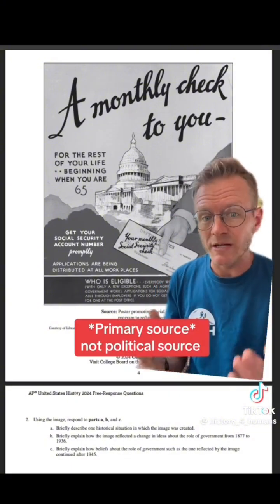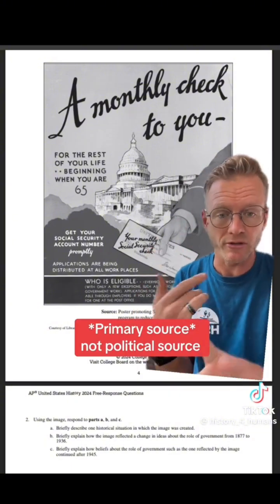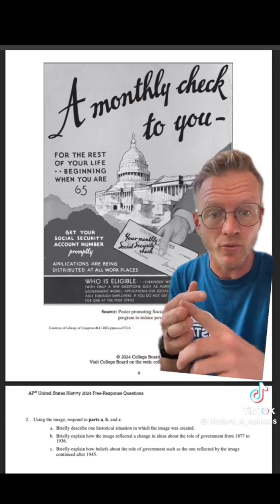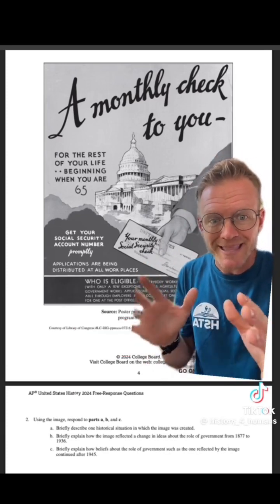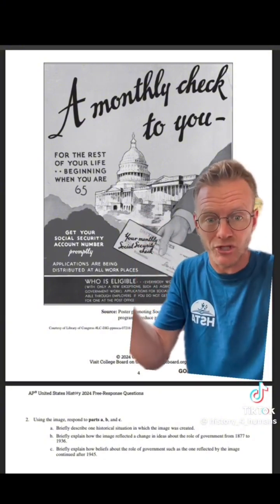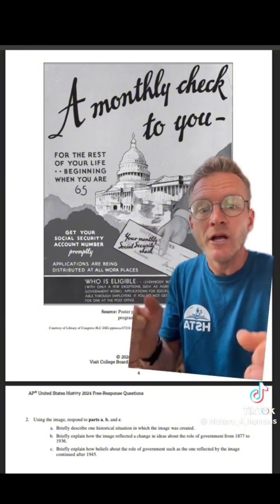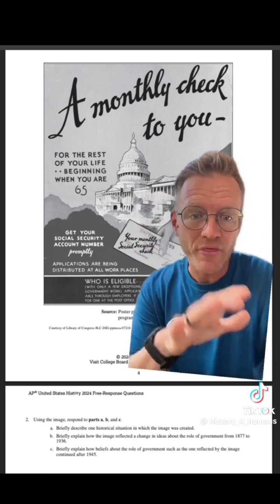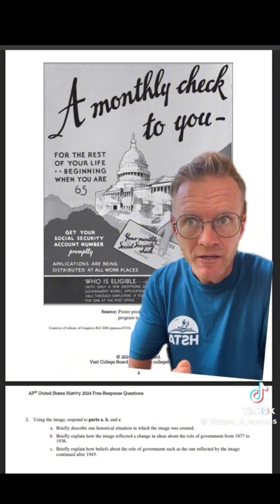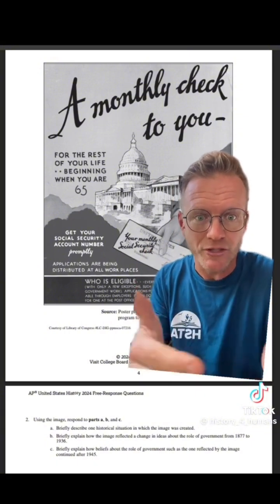Question 2 is always going to be about a political source. It might be some kind of propaganda poster, a political cartoon, a photograph, or it could be a reading. This one, Social Security Administration, how easy is that? So if you just see this and you know right away, Social Security, oh, I know a lot about the New Deal, and you can talk about the changing role of government, you're going to answer this one and then go back to question 1. This way, you're spending your time answering the questions that you have the most likelihood of earning those points for.